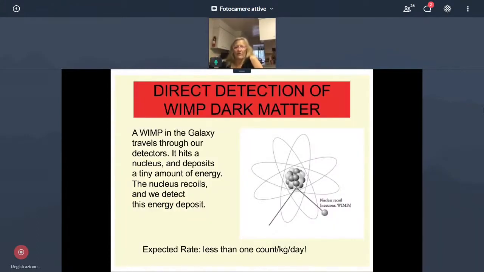So the idea here is that you take advantage of the fact that there are tons of these things in the galaxy by putting a detector underground made of some nucleus. The WIMP, as in the picture, scatters off of the nucleus, depositing a small amount of energy in the nucleus, and you have to find that energy deposit. Next slide, please.